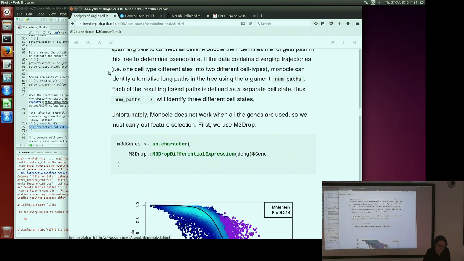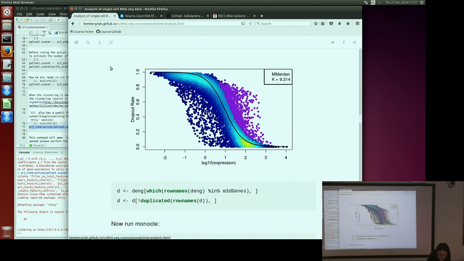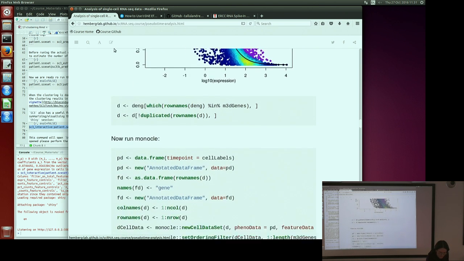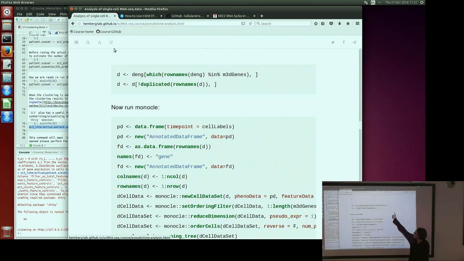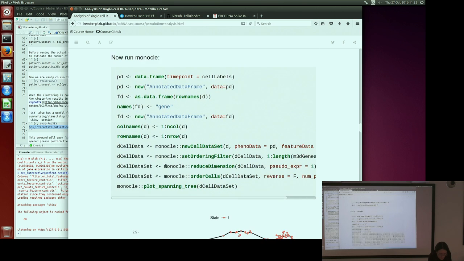The main disadvantage of Monocle compared to T-scan is that Monocle is very slow and will not run if you have too many genes in your matrix. So you first have to identify the important genes, which we did in the last section using M3Drop. Here you can see we get several thousand differentially expressed genes using M3Drop, which we then subset from our whole expression matrix, and then we can run Monocle.